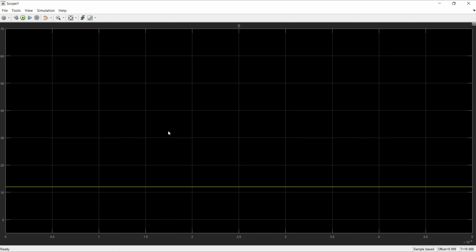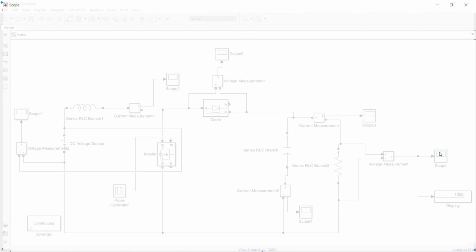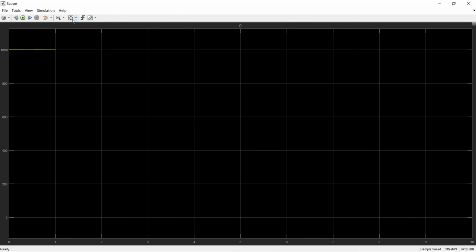Here we are opening scope 1. Here you can see the 12 volt input. This graph shows it. Now moving towards the output, it should show 1000 volts. Yes, we can see it has started and it has reached a constant voltage of 1000 volts. So the circuit is working properly.